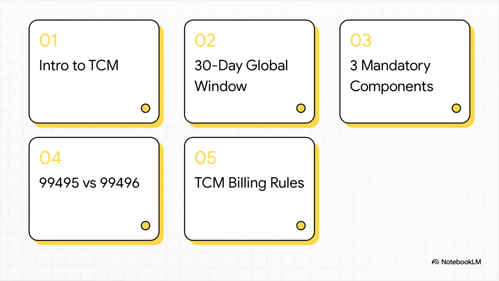Okay, let's take a super quick look at our agenda for today. We're covering 1. Intro to transitional care. 2. The 30-day global window. 3. The 3 mandatory service components. 4. Choosing 99495 versus 99496. And finally, 5. Essential TCM billing rules. All right, let's just jump right in.